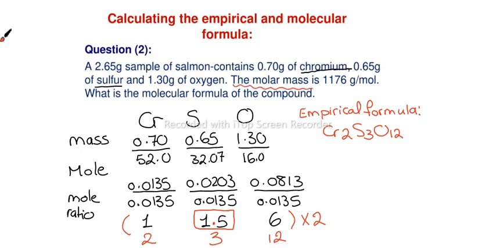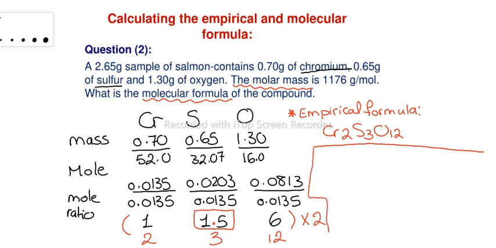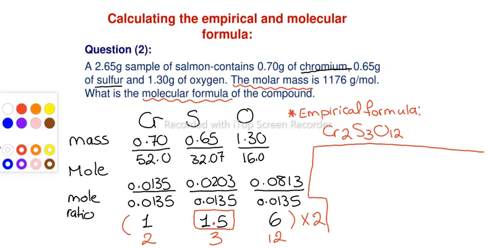Now continuing, the question is asking me to find the molar mass. The molar mass is given. It's asking you to determine the molecular formula. To determine the molecular formula, we're done with the empirical formula. So now I need to continue my question. To find out the molecular formula, I have some steps that will help me in answering the question, as mentioned earlier.